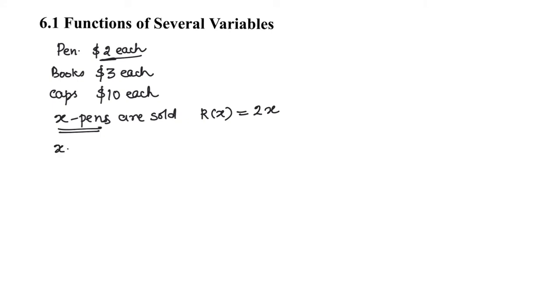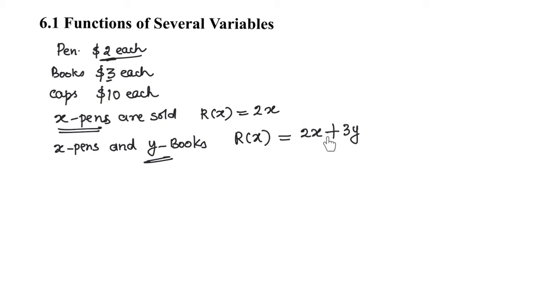If they are selling x pens and y books, we can express the revenue function. They are selling x pens for $2 each, so it will be 2x. Revenue from selling y books will be 3y, since books are $3 each. So this is known as a function of one variable. This is a function of two variables. So we cannot just write r of x. That is the wrong way to write this. This has two variables, so it will be r of x comma y.